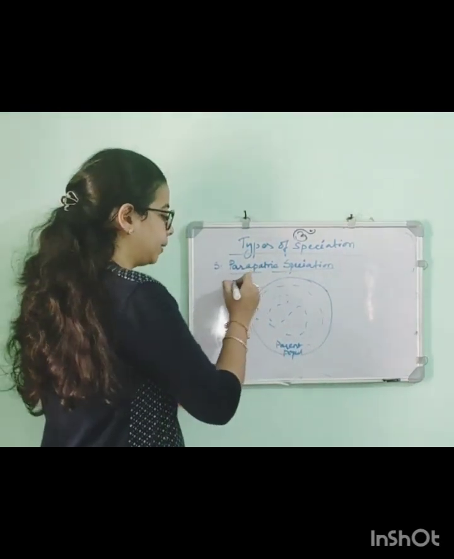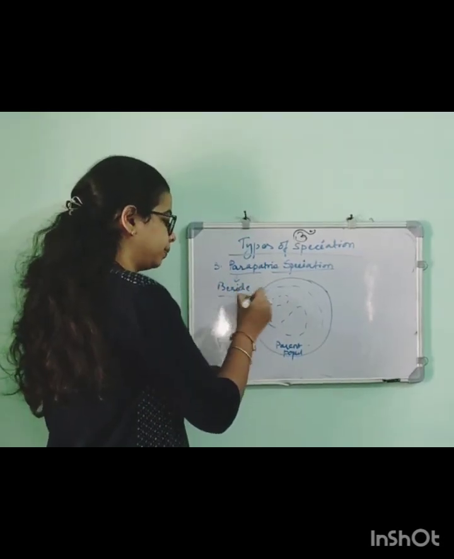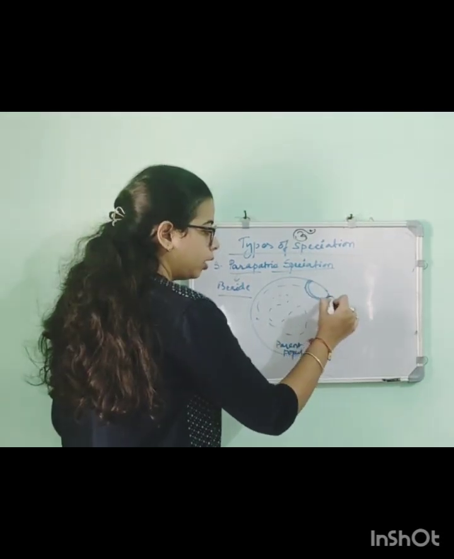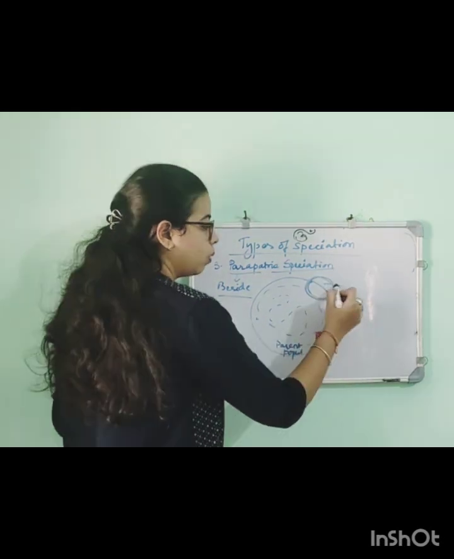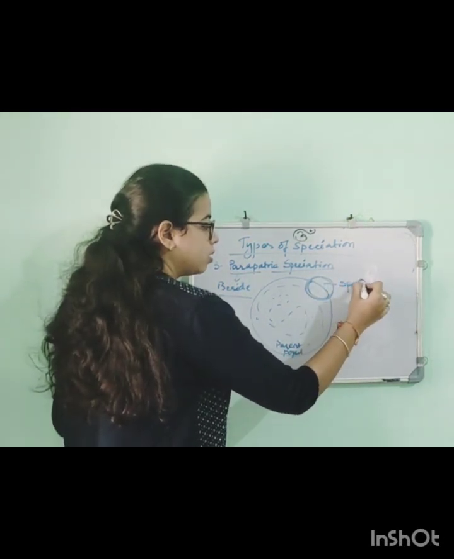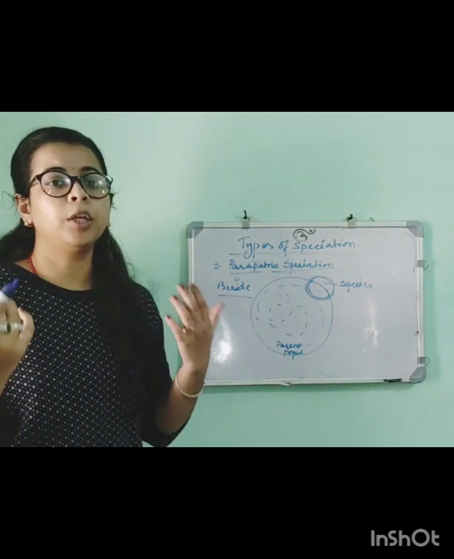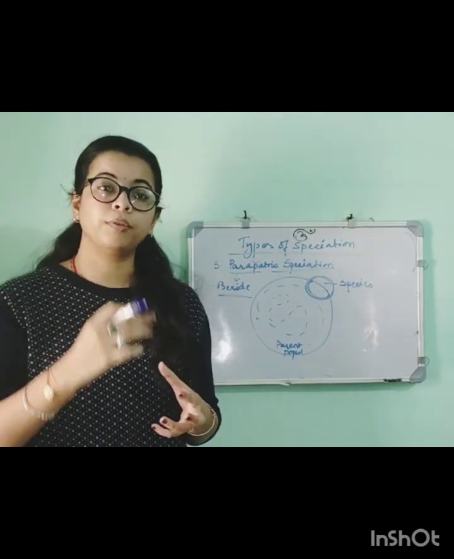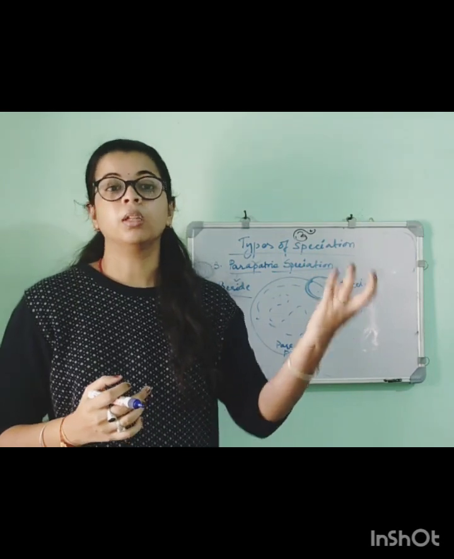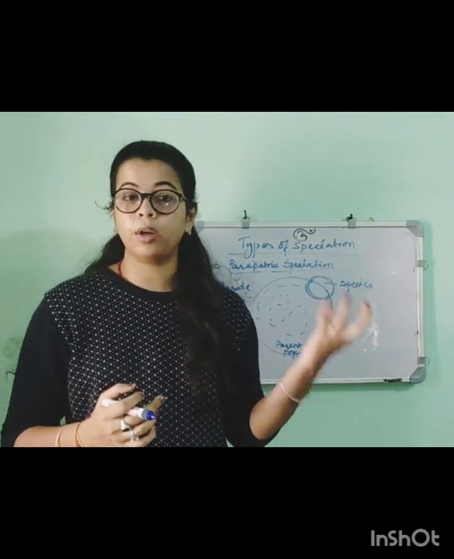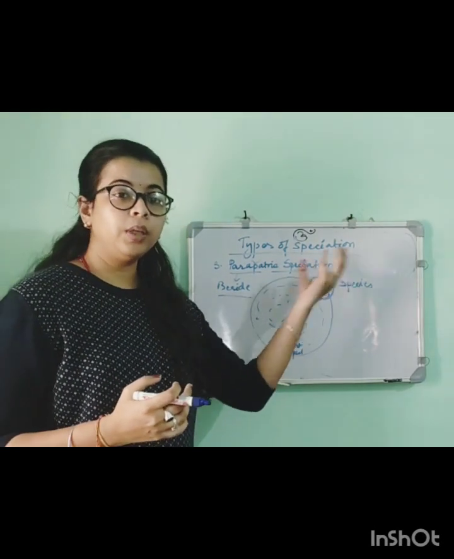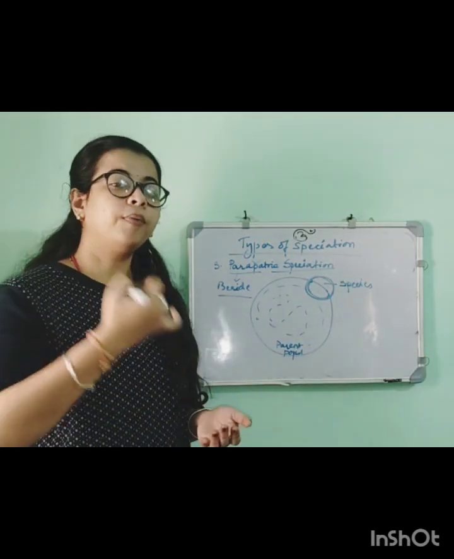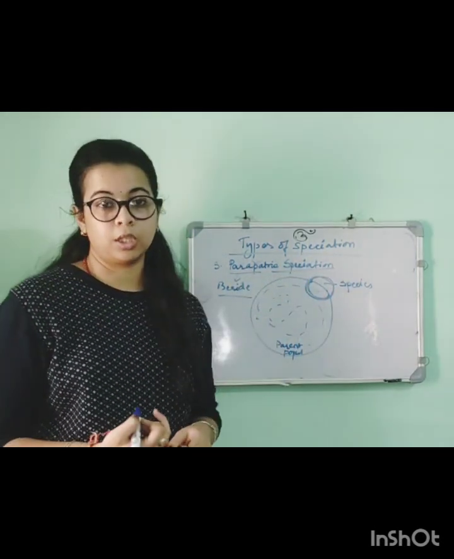Para means beside. So beside the parent population, in the corner, if a new species arises, it is known as parapatric speciation. This may be due to reproductive isolation, genetic variation, or the formation of a new niche. Niche is what? The functional area of a species is known as its niche. We have already discussed this. So if a new area or a new niche is formed, and a totally new population is formed beside the parent population due to various reasons, it is known as parapatric speciation.